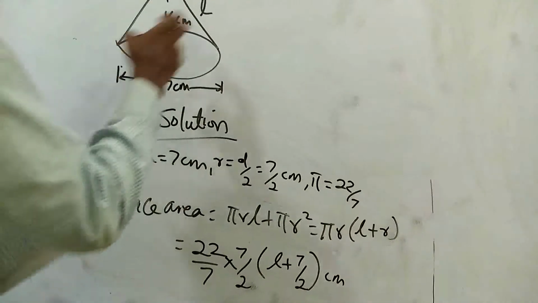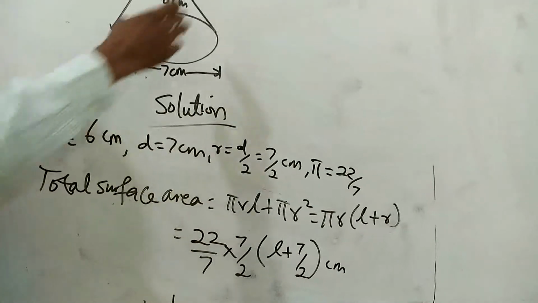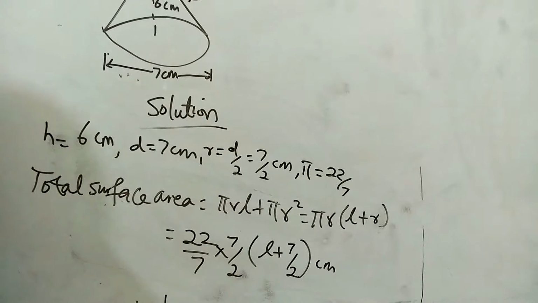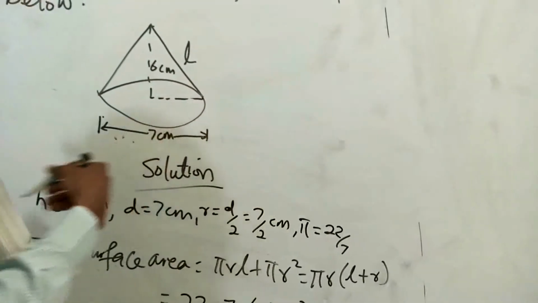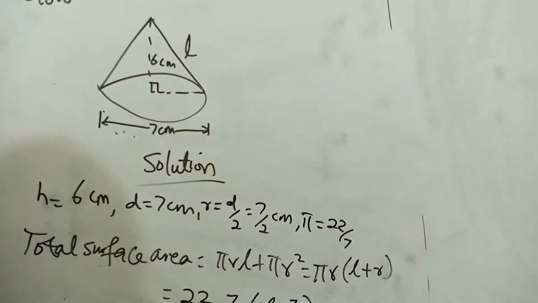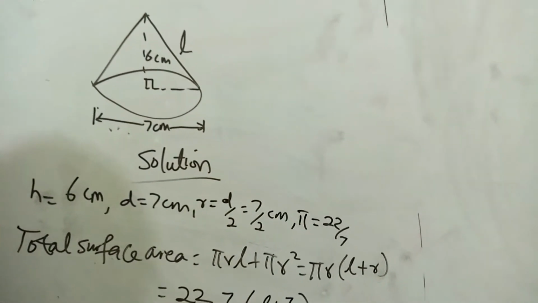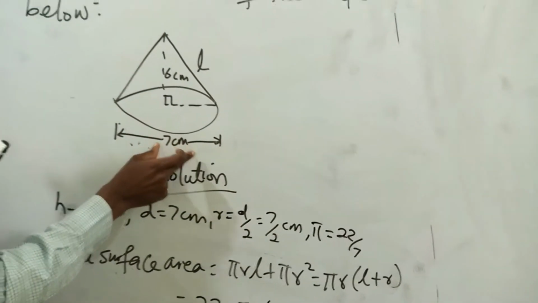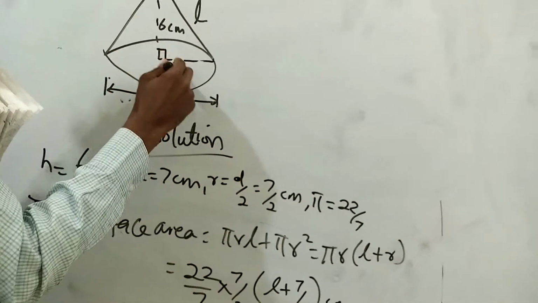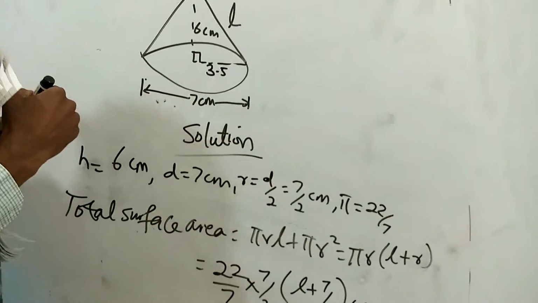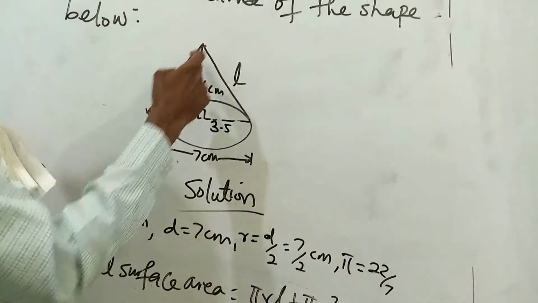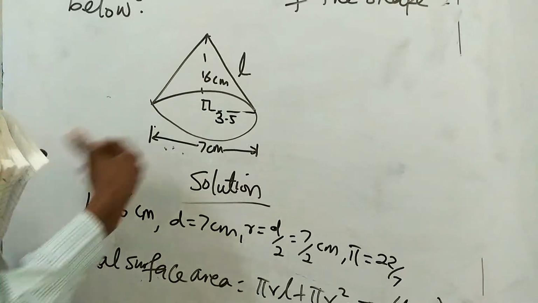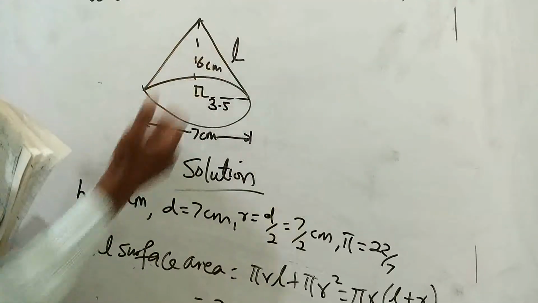But in this case, our slant height is not given. But we can see that we have a height, and we do this. We now form a right angle triangle. Since the diameter is 7 cm, the radius will be 7/2, which is 3.5. So our L forms the hypotenuse of this right angle triangle, and we apply Pythagoras' rule to get our slant height.